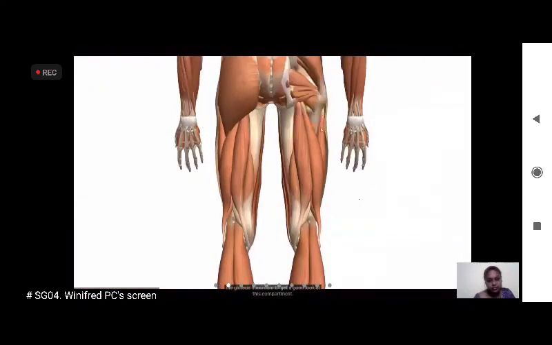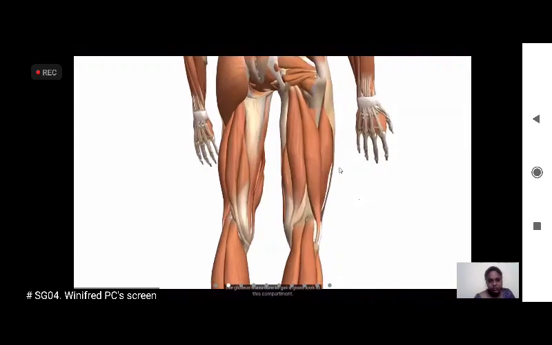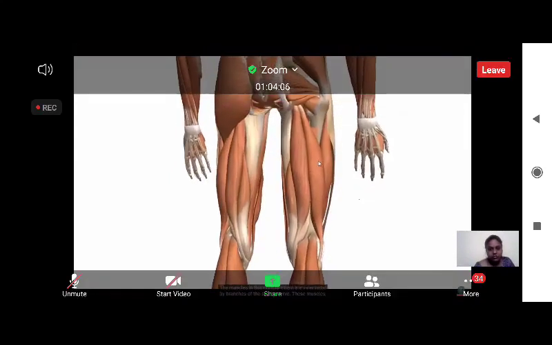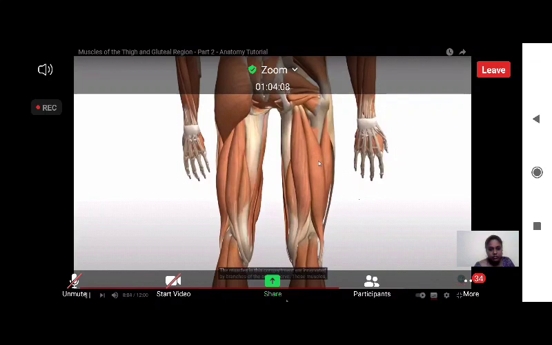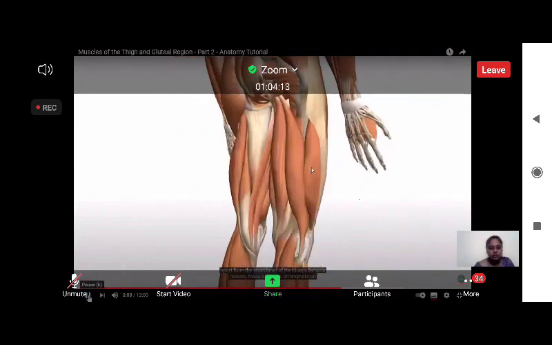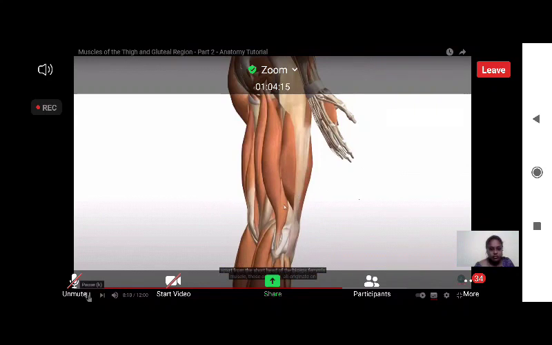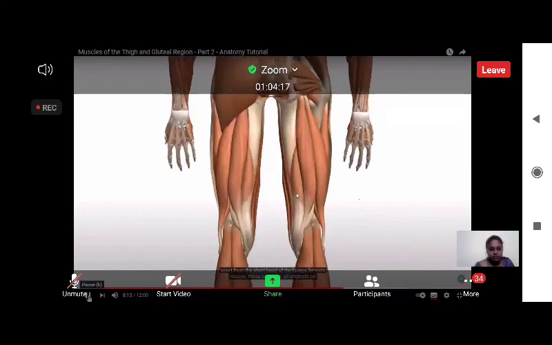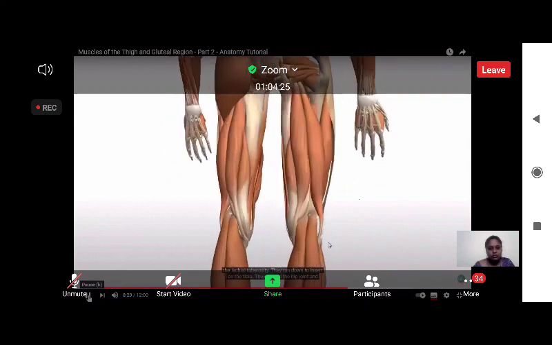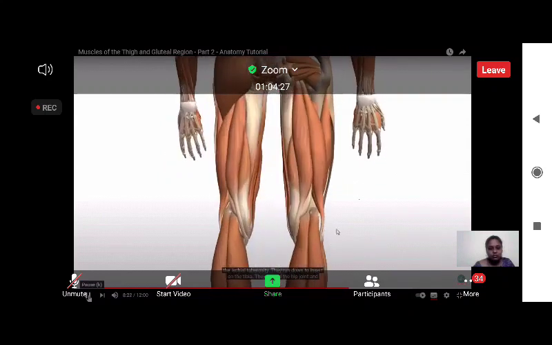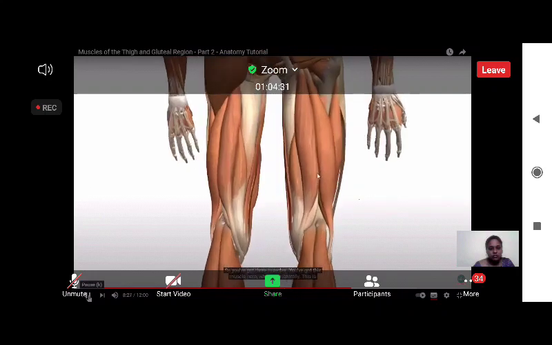So I'll just remove the gluteus maximus to get a good look at this compartment. So the muscles in this compartment are innervated by branches of the sciatic nerve, and these muscles, apart from the short head of the biceps femoris muscle, all originate on the ischial tuberosity, and they run down to insert on the tibia, and they extend the hip joint and flex at the knee joint.